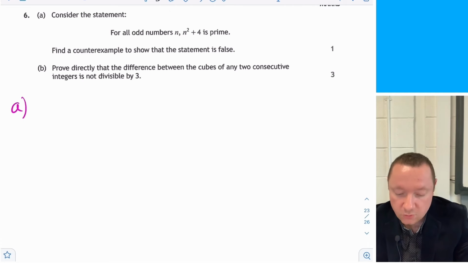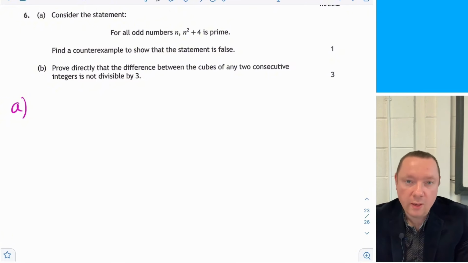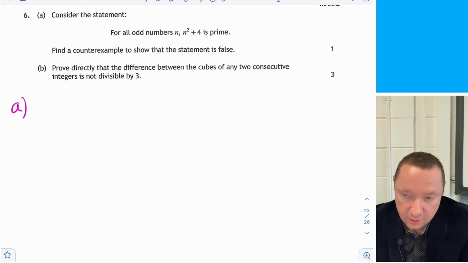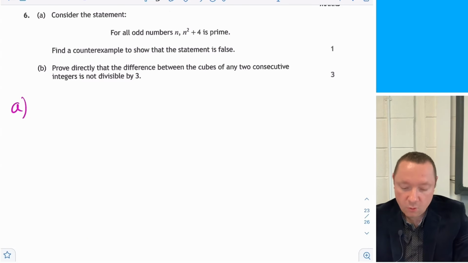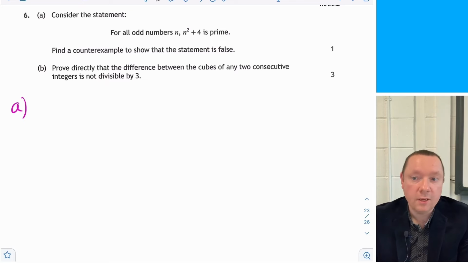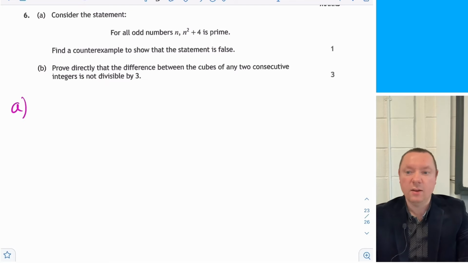1 squared plus 4 is 5. 3 squared is 9, plus 4 is 13. 5 squared is 25, plus 4 is 29. 7 squared is 49, plus 4 is 53. 9 squared is 81, plus 4 is 85. Oh, look, that's in the 5 times table, so it's not prime, so let's just write that out.